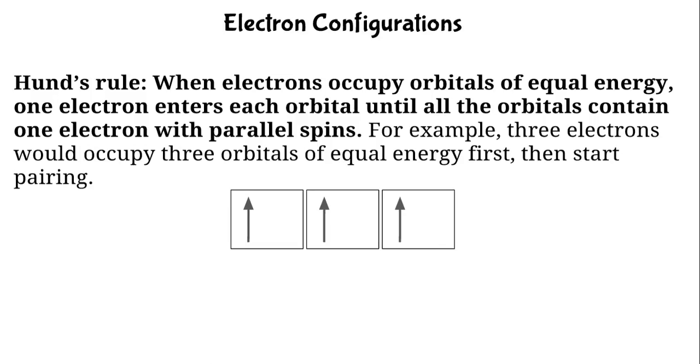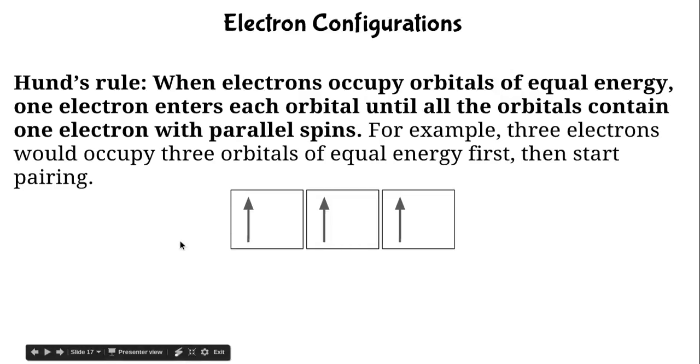All right, Hund's rule is up next. When electrons occupy orbitals of equal energy, 1 electron enters each orbital until the orbitals contain 1 electron with parallel spins. This sounds like a lot, but it's really not that bad when you think about it.